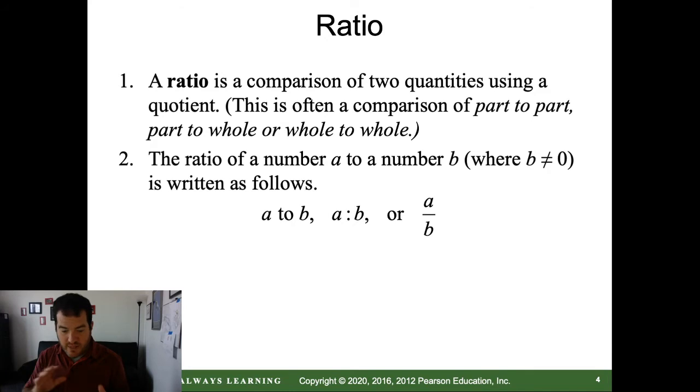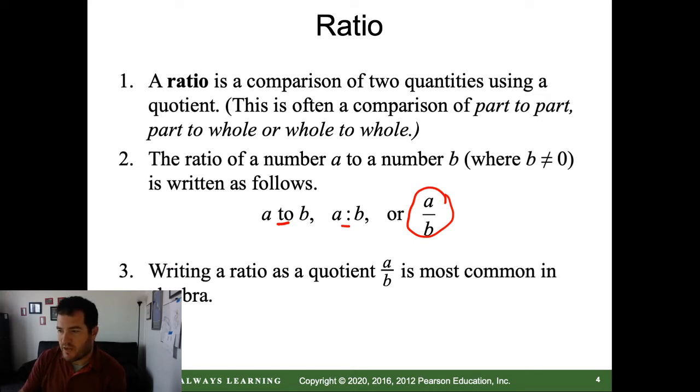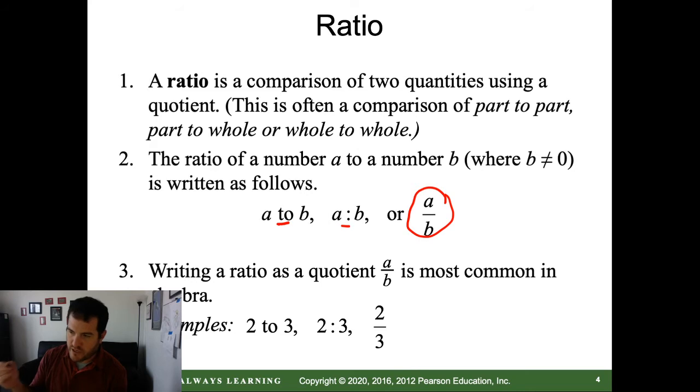They're written in three different ways. Probably the one we recognize the most is what we call fraction form. But you can also write it with the word to, or some people use a colon. Those are the three ways they're written. A lot of times today we're going to use the fraction form, since it's the most common one. Some examples are 3 to 2 and 2 to 3. You read them the same way.